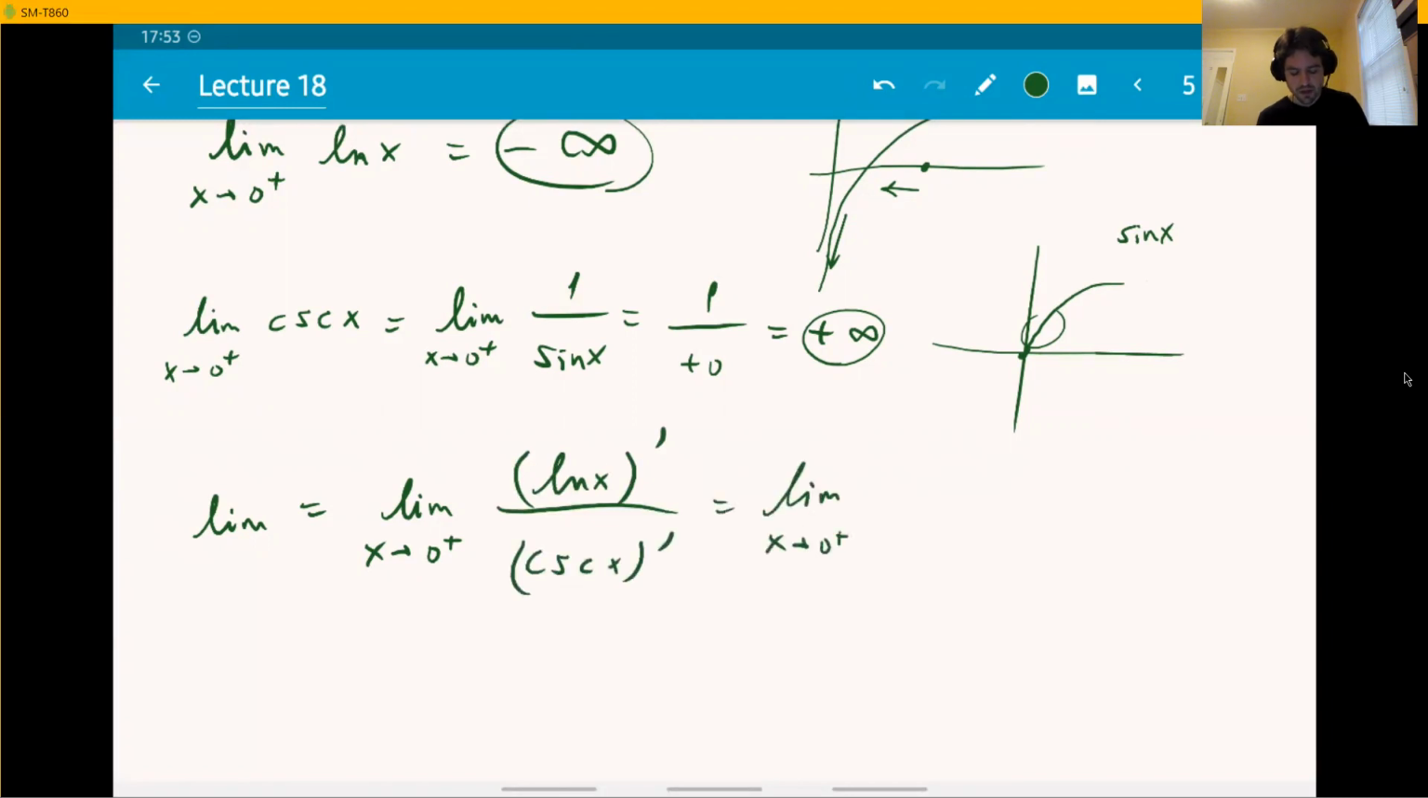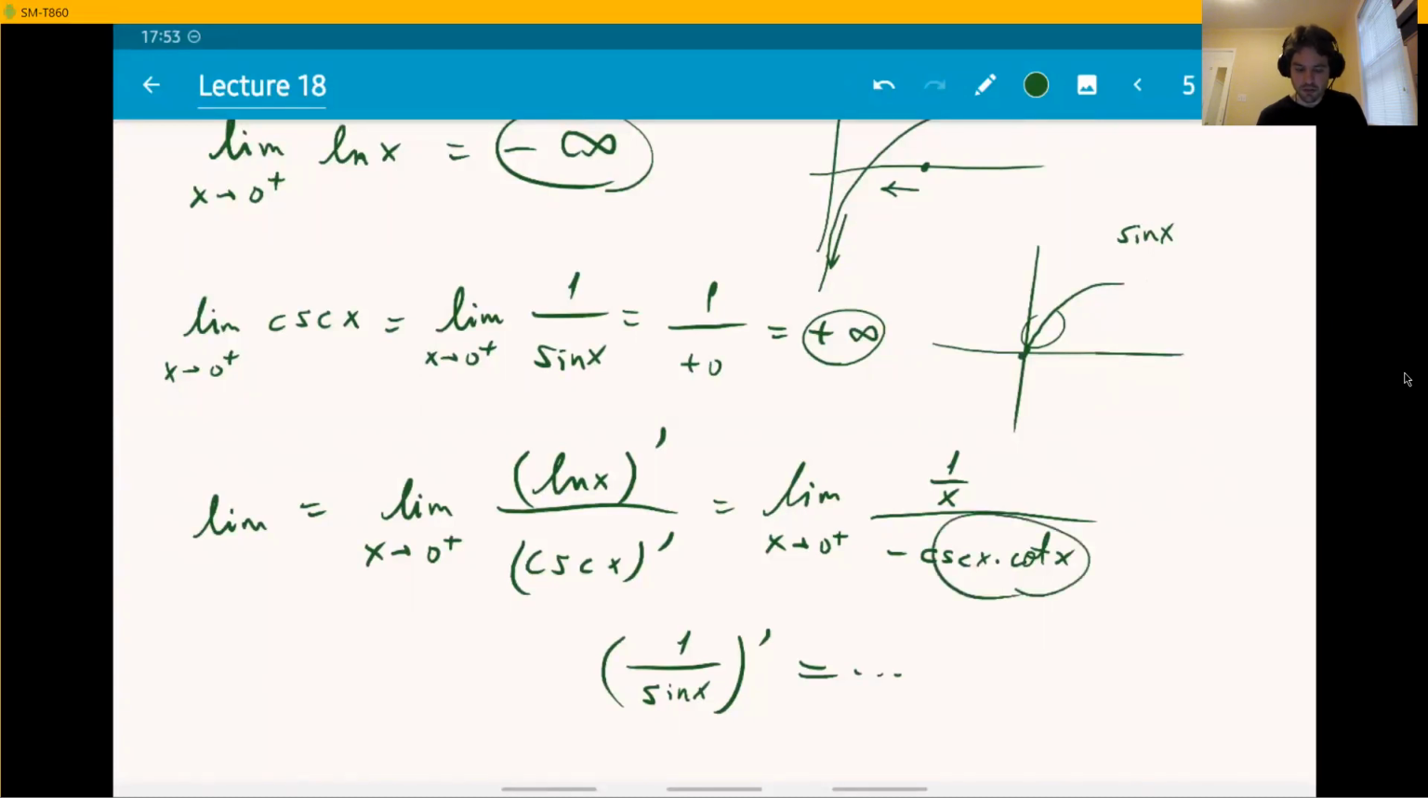Let's see what happens. The derivative of ln is 1 over x. The derivative of cosecant is minus cosecant cotangent. This is one that you're not likely to have memorized, but you can always find it because cosecant is 1 over sine. If you're trying to find this derivative, you can use the chain rule or the quotient rule. You should be able to get minus cosecant times cotangent. So now we have this limit to work with.